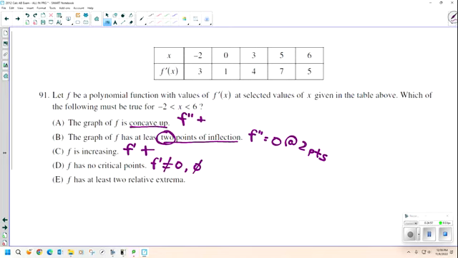And f has at least two relative extrema. You would have to have two critical points, which means the first derivative would have to equal 0 at least twice. And then you'd have to go from positive to negative or negative to positive first derivative. That's how you get mins and maxes. All right, let's take a look at this. The graph of f is concave up.